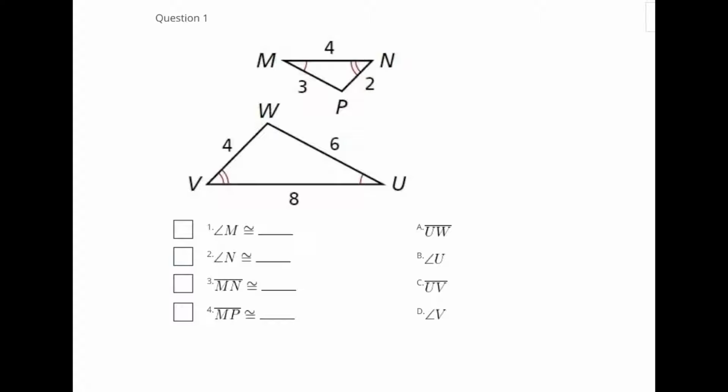If you follow the number of swoops in each angle here, M has 1, so it corresponds to U. That would be this one, angle U. N has 2 swoops, similar to V, so this would be angle V. Side MN is between 1 and 2 swoops, similar to side UV. MP is between the 1 swoop and the unlabeled one, which is the same thing as UW. I guess that's a U and that's a V, if that's unclear.